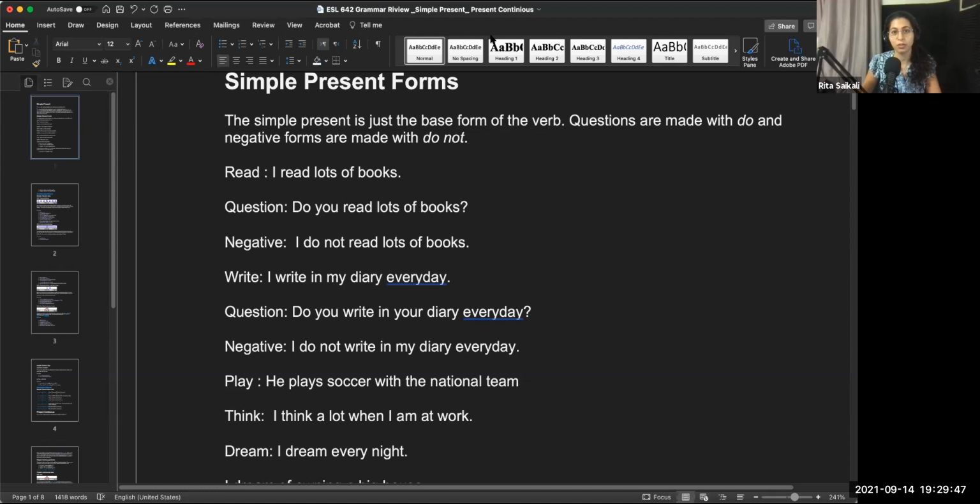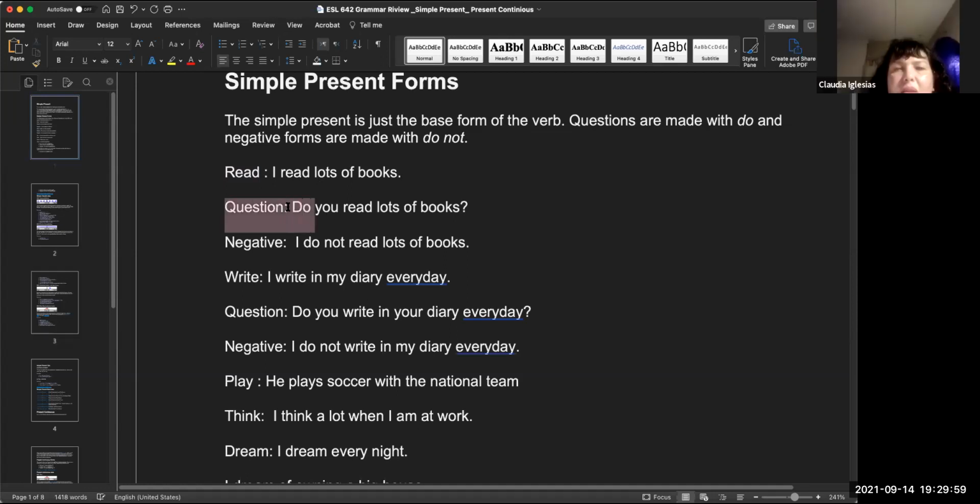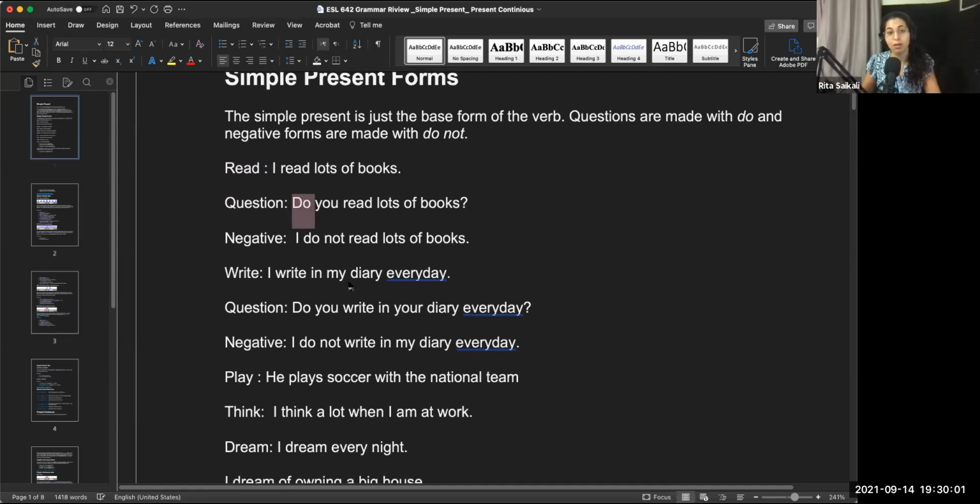Okay. So whenever we want to use the verb in simple present, we take the base verb, right? Read, it's still the same. And when we want to ask a question, we put do in front. And when we want to form a negative, we put do not before the verb.